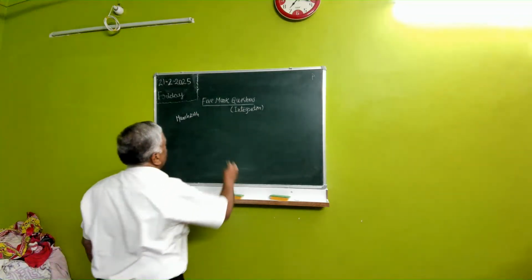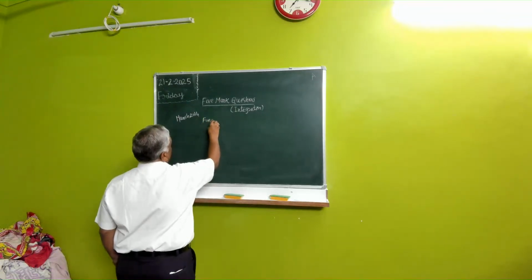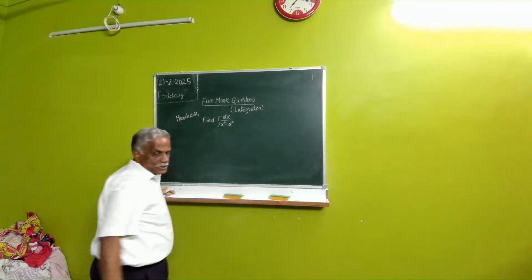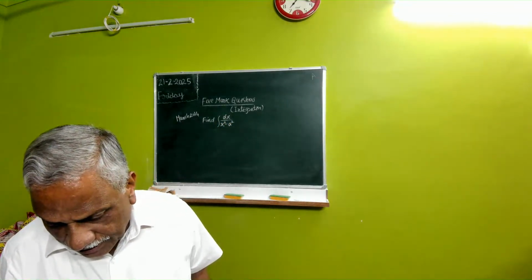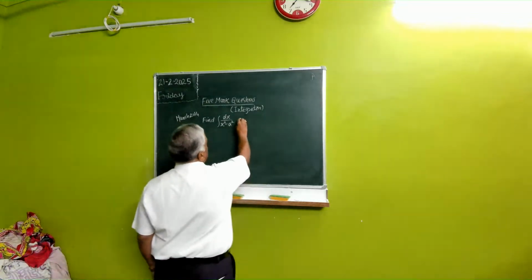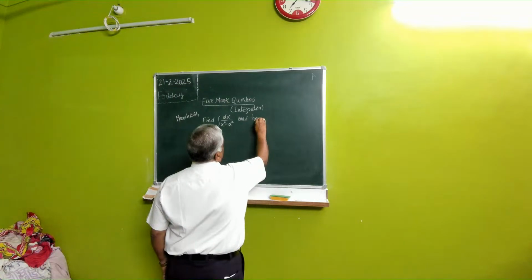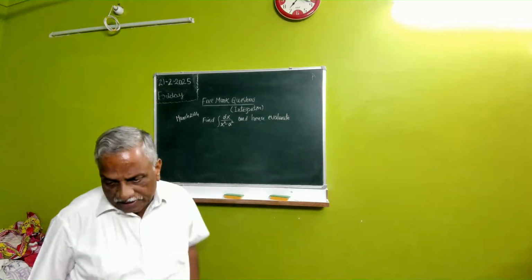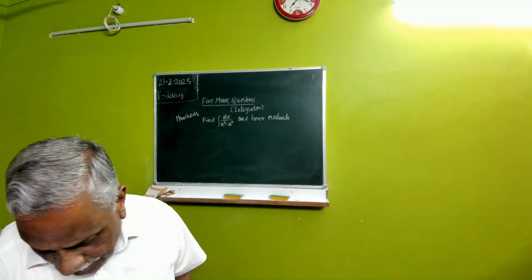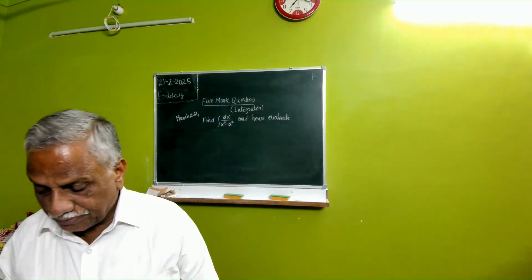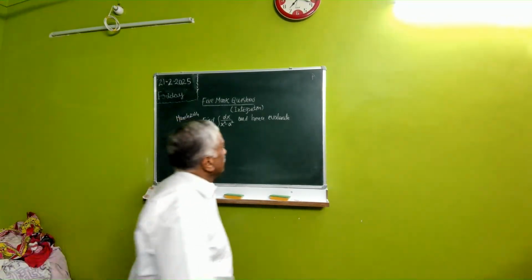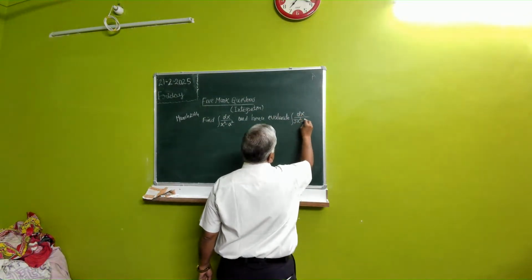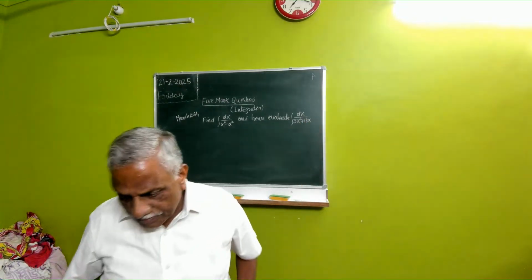Find integral dx over x square minus a square, and hence evaluate integral 3x square plus 13x minus 10 dx over 3x square plus 13x minus 10.